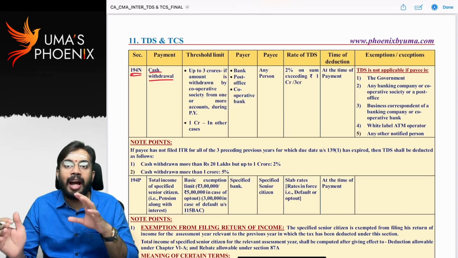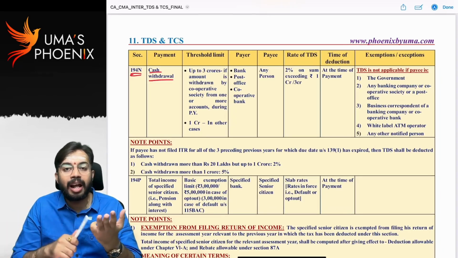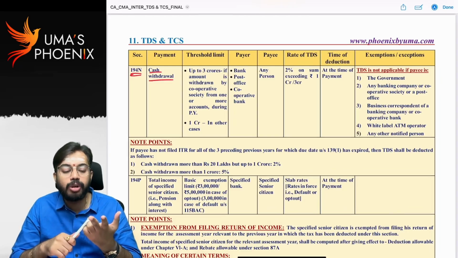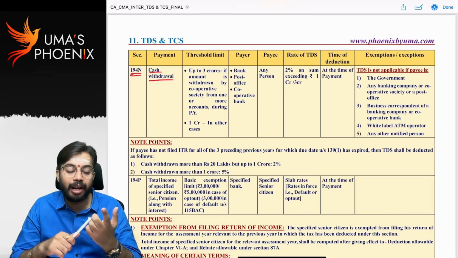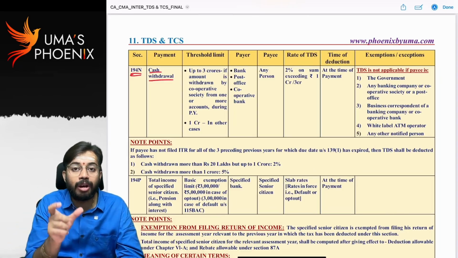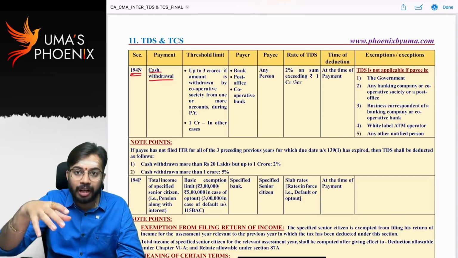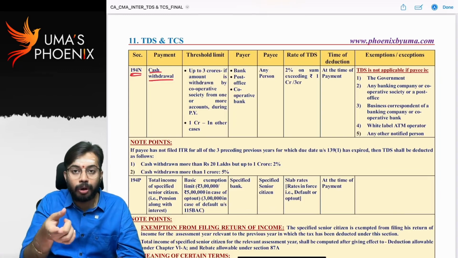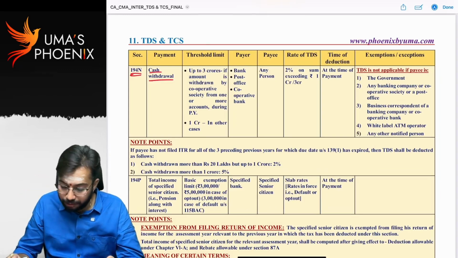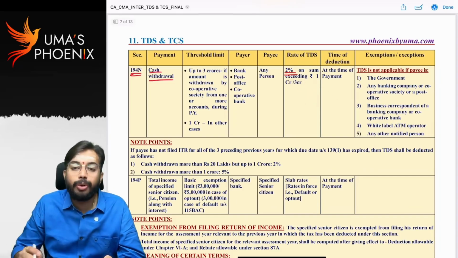Let's say in ICICI Bank, I have many accounts. In Vijayawada ICICI Bank, I have one account. In Hyderabad ICICI Bank, I have one account. In Vizag ICICI Bank, I have one account. All these accounts together. So the threshold limit of 1 crore rupees is to be checked per bank. All branches together, if I withdraw more than 1 crore rupees, then ICICI Bank will deduct TDS under section 194N. What is the rate of TDS? Rate of TDS is 2%.